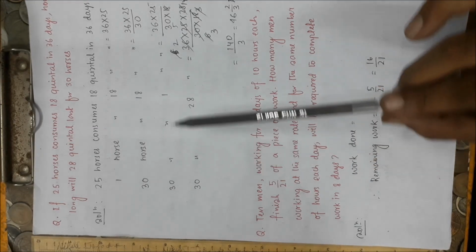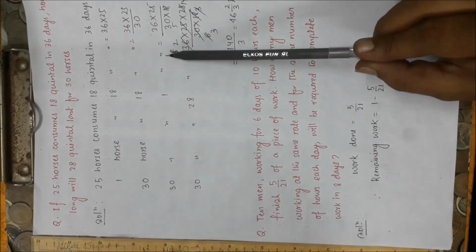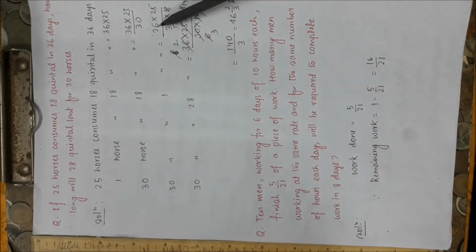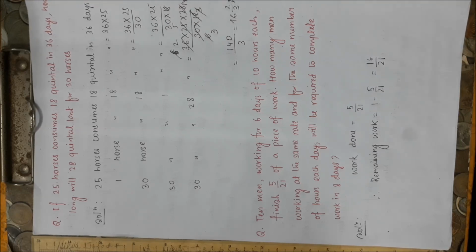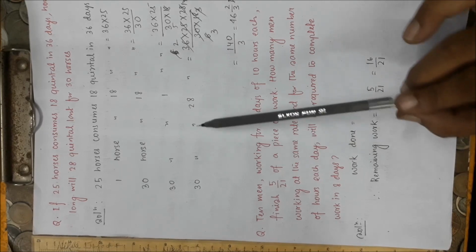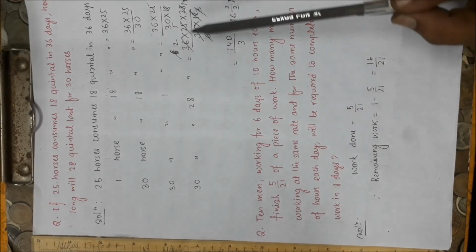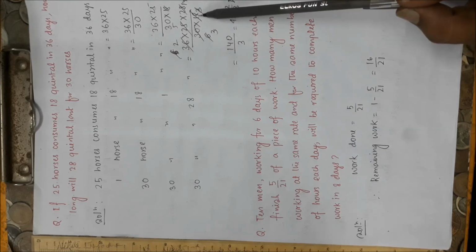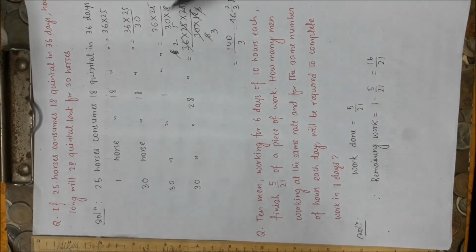Now 30 horses consume 1 quintal in less days, so 36 into 25 by 30 into 18. So 30 horses consume 28 quintal in 36 into 25 into 28 by 30 into 18. So if you cancel out, you will get 140 by 3, which is equal to 46 2 by 3 days.